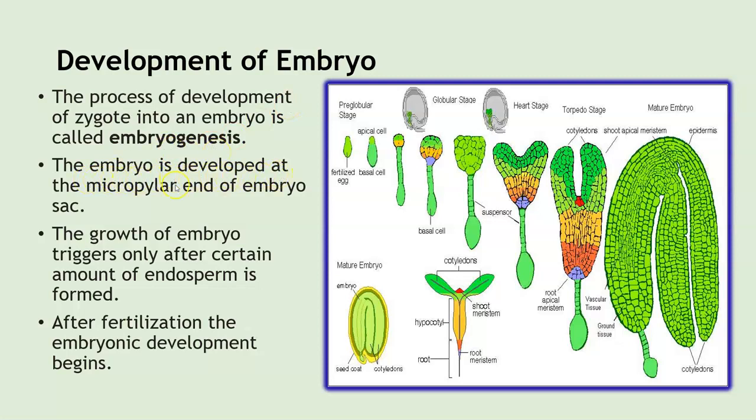The embryo is developed at the micropylar end of the embryo sac. Now, the development of the embryo triggers only after a certain amount of endosperm is formed. After fertilization, the embryonic development begins. So have a look at this image here. This is showing you stepwise the different stages in the development of the embryo, and here you can have a look at the mature embryo, which has two cotyledons, meaning it shows it's a dicot plant, and then it has an outer seed coat. So we will have a look at these stages.